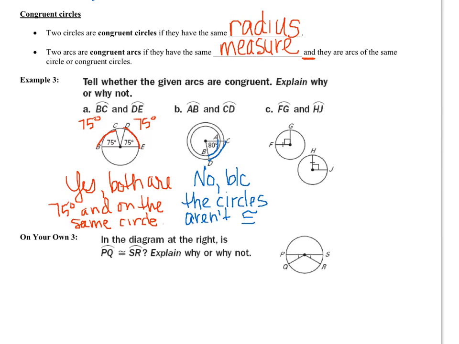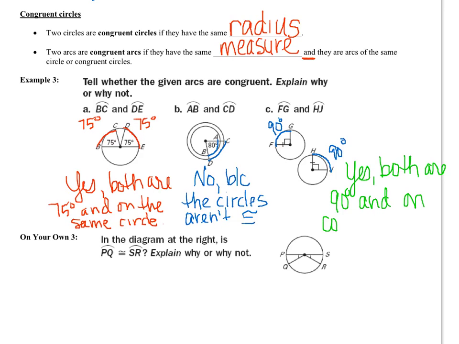C is arc FG, which is right here. That's a right angle, so it's 90 degrees. And then arc HJ is right there. That's also 90 degrees. And if you notice, right here we have one marking, and right here we have one marking, so that tells us this length and this length are the same. So the circles have the same radius, so they're going to be congruent circles. So, are the arcs congruent? Yes. Both are 90 degrees and on congruent circles.